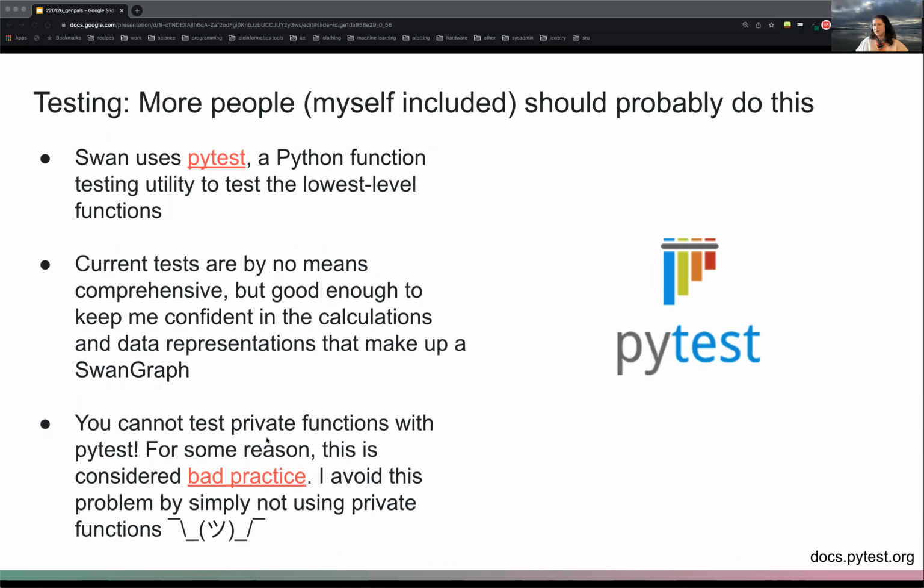And just another note, I don't know if this is going to factor in. You can't test private functions with PyTest, and this is apparently considered bad practice. And I've just avoided this by not using private functions. Maybe that means that I'm writing my functions incorrectly. I don't know. Fairlie, what is a private function?